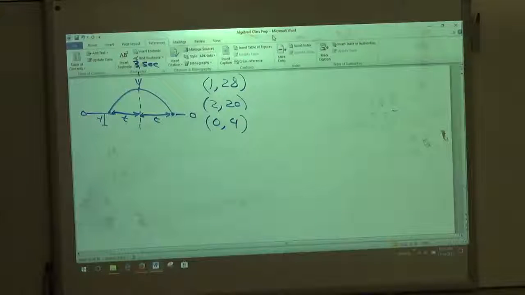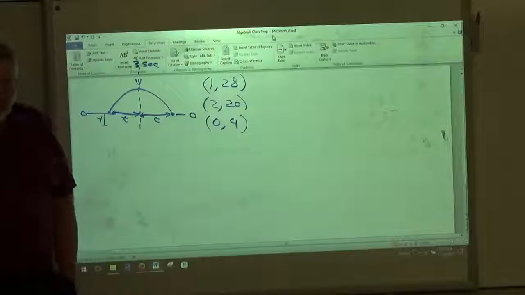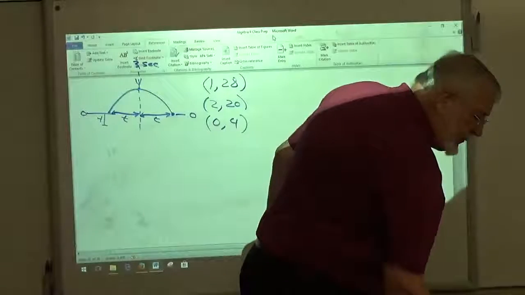Okay, so now you can set up the same type of matrix and find your A, B, and C. You should know that the A is going to be negative because this is a motion parabola, looking like that. All right, questions? All right, good.